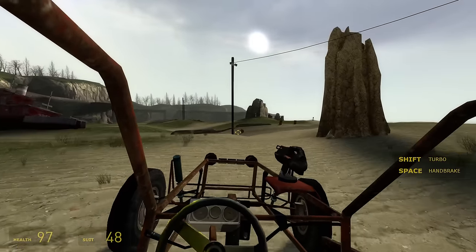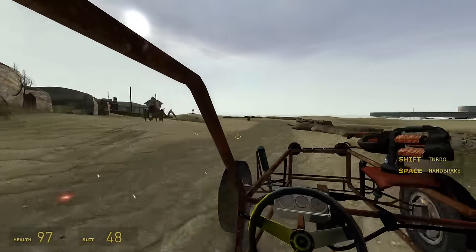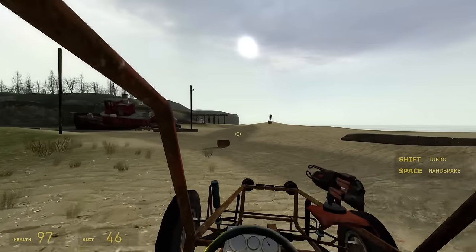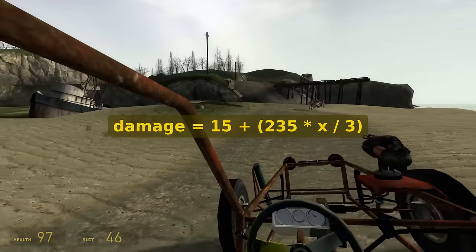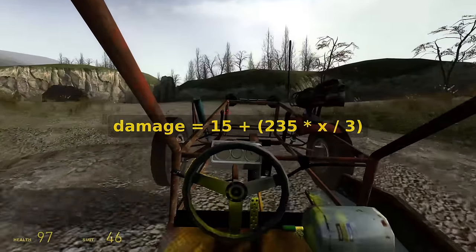The primary fire now does 15 damage. The secondary fire also does 15 if on minimum charge, though even a small tap will probably actually do 16 to 18. At full charge, it does 250. The damage done by a charged shot can be calculated with this formula. X is the duration of the charge.